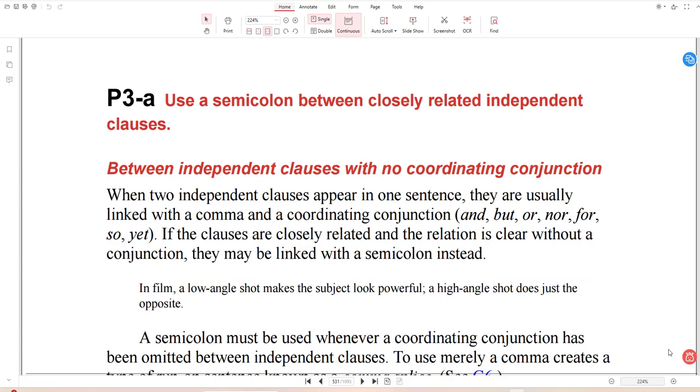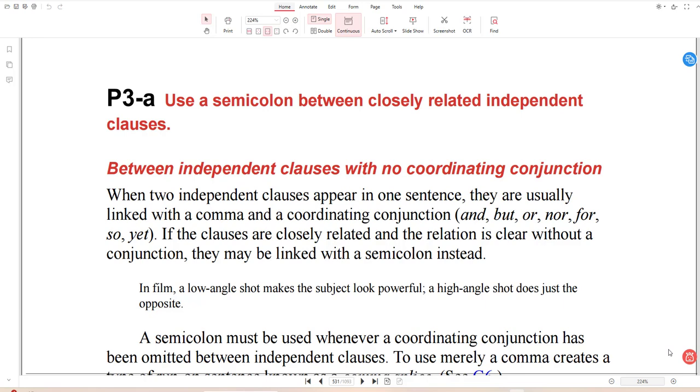Use a semicolon between closely related independent clauses, between independent clauses with no coordinating conjunction. When two independent clauses appear in one sentence, they are usually linked with a comma and a coordinating conjunction: and, but, or, nor, for, so, yet. If the clauses are closely related and the relation is clear without a conjunction, they may be linked with a semicolon instead. In film, a low-angle shot makes the subject look powerful; a high-angle shot does just the opposite.